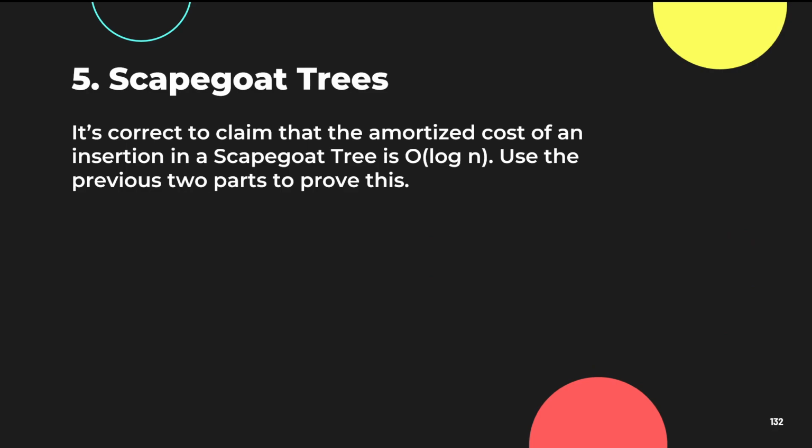We want to claim that the amortized cost is O(log n). Now, how do we prove this? This part is actually a bit simpler. Which method can we use for this? Any suggestion? Let's try to use the accounting method for this.